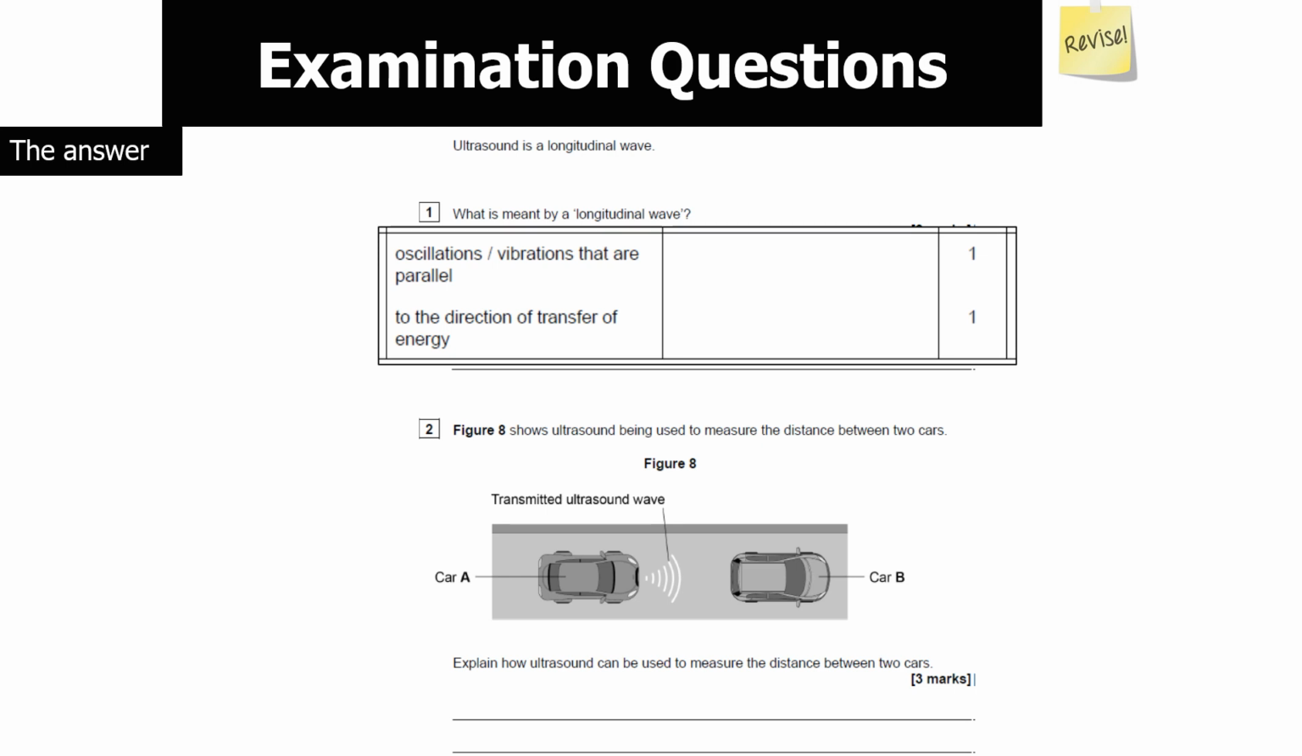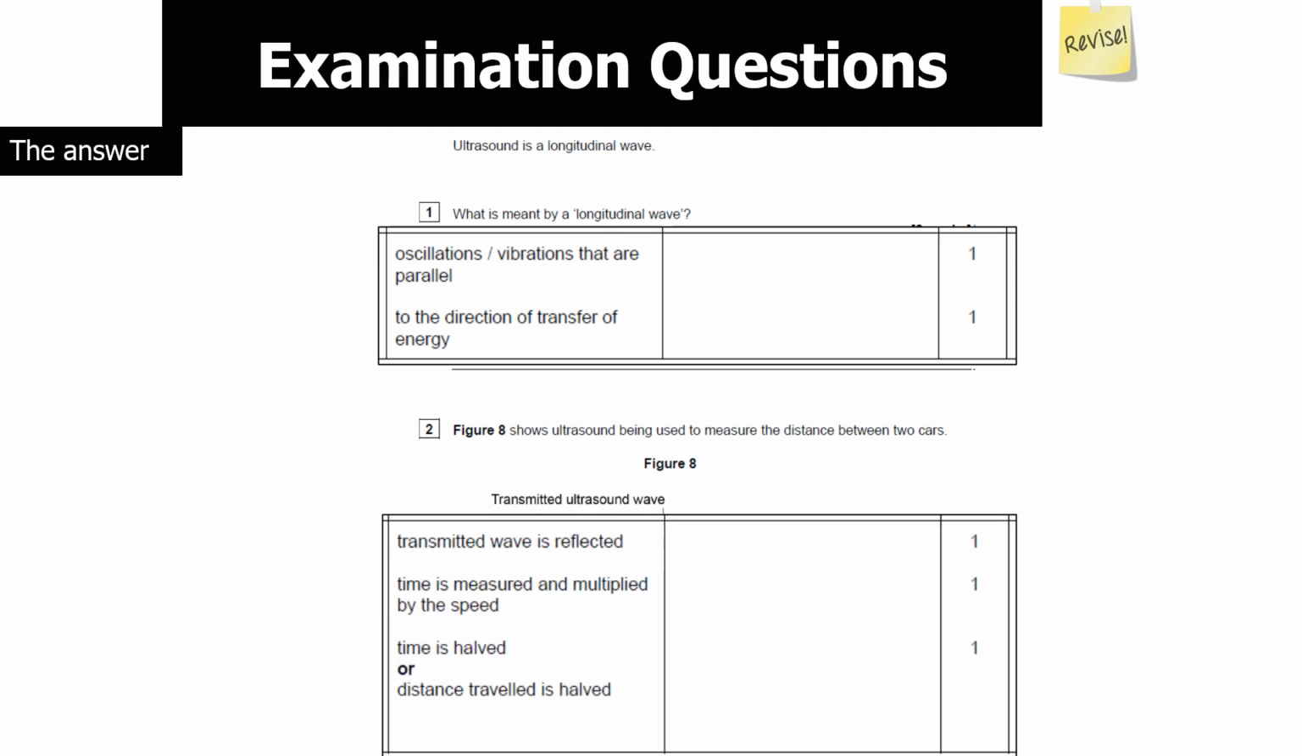Now, from this diagram, how can ultrasound be used to measure the distance between two cars? So you'll see in the picture that the ultrasound wave is being transmitted. It will then hit the car and reflect in the other direction. You can measure the time taken for the ultrasound to go there and back, and then you can work out the distance by using the speed equals distance over time equation, because you'll know the speed, you've measured the time, you can work out the distance.